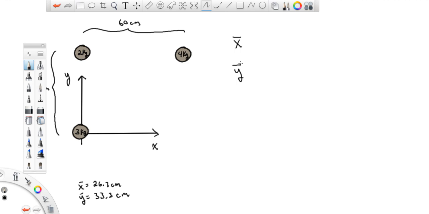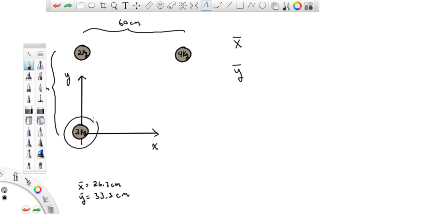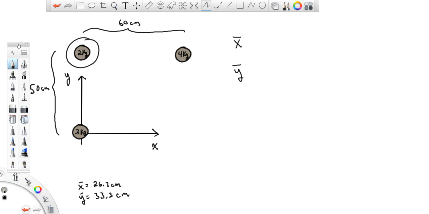And each of these masses in this example is at a set of coordinates. So like this one is at the coordinate 0, 0. This one is at the coordinate 0, 50 centimeters. This one is at the coordinate 60 centimeters, 50 centimeters, right?